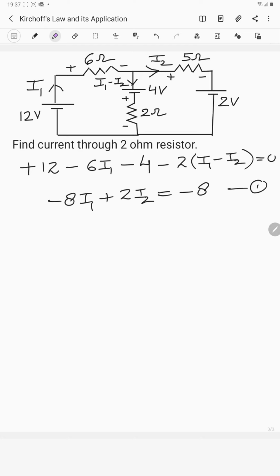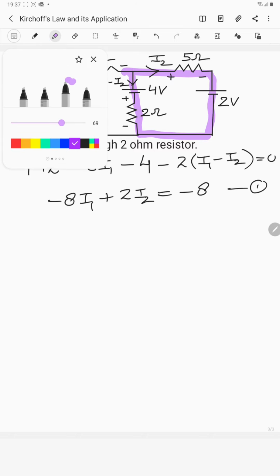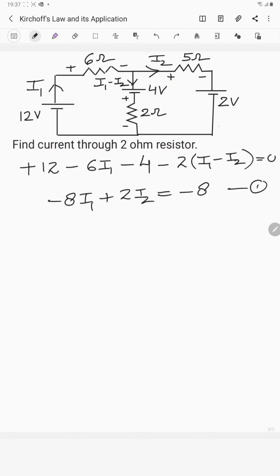We need another equation since we have 2 variables. So we have to write down the KVL equation in another loop. What another loop we are considering is this particular loop. So we will be writing the KVL equation for this loop also. Let's start from here, and we will be moving in an anti-clockwise direction. We can write the KVL equation either by moving in a clockwise direction or in the anti-clockwise direction. There is no issue. So we are moving here in an anti-clockwise direction.